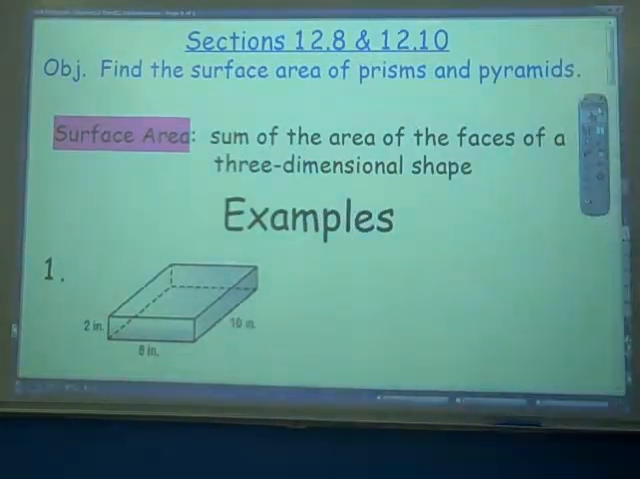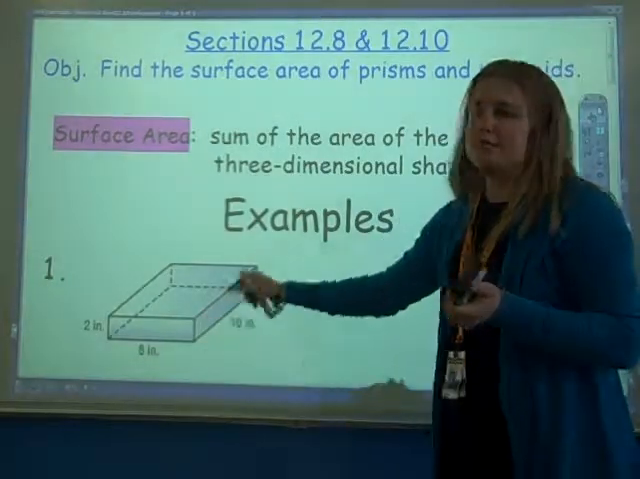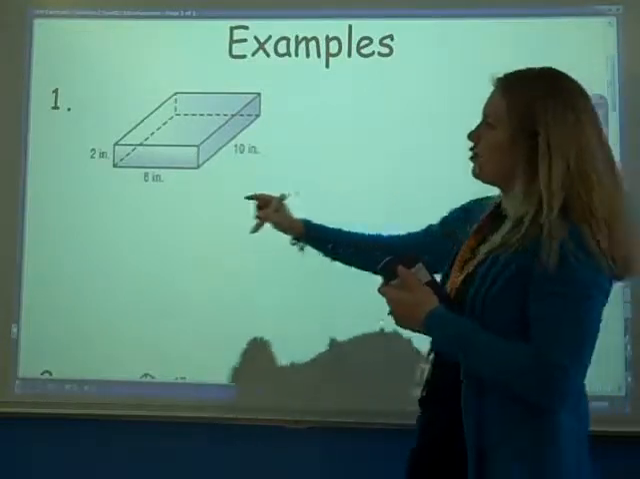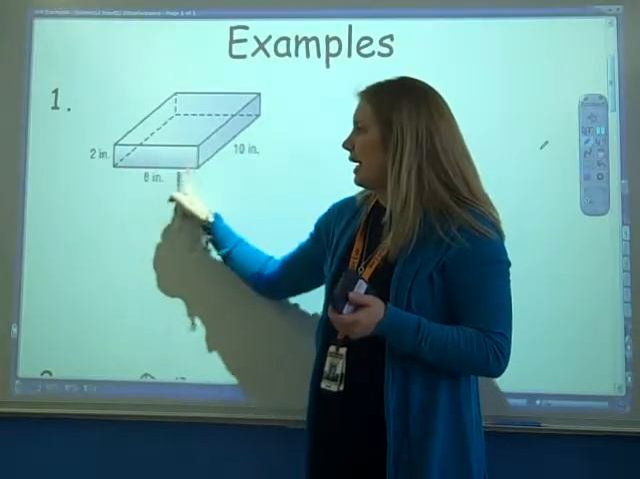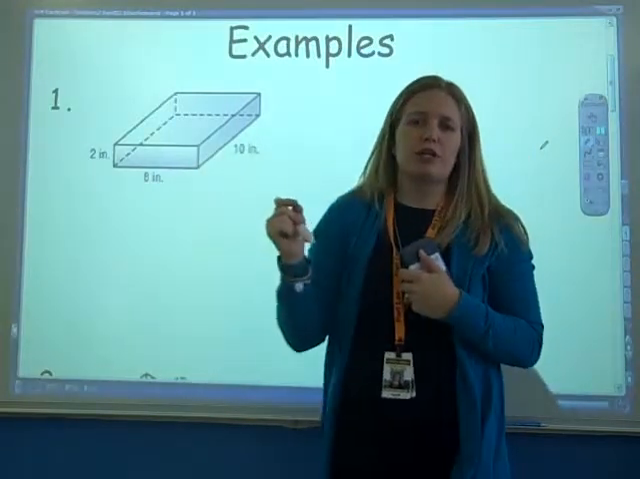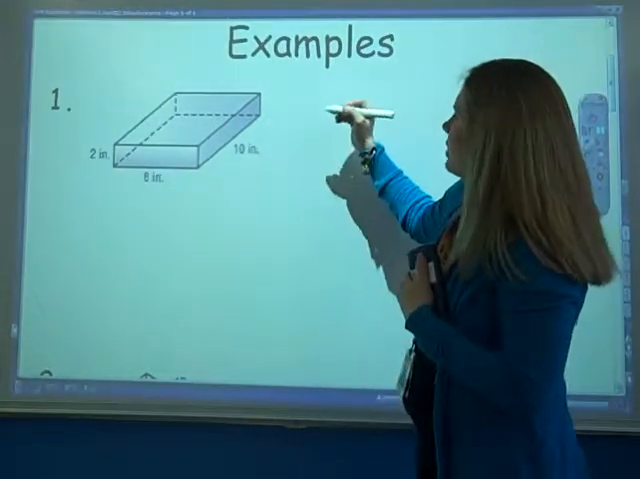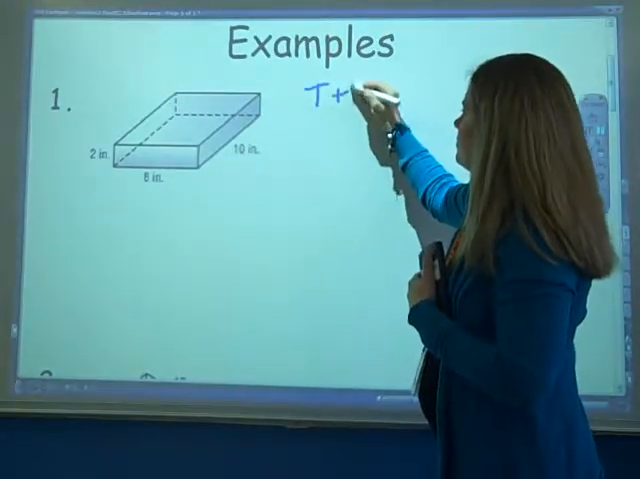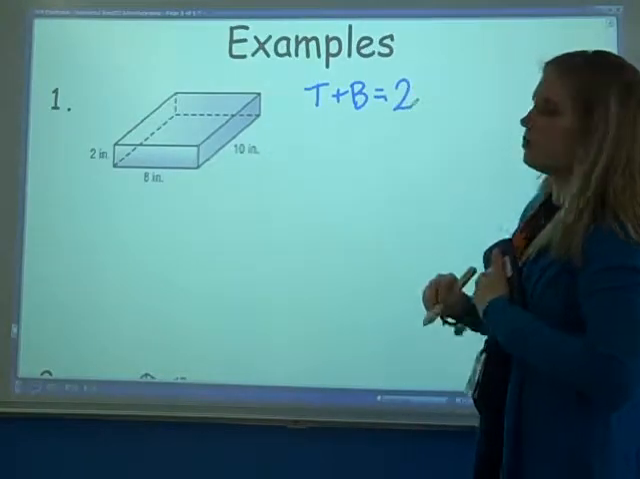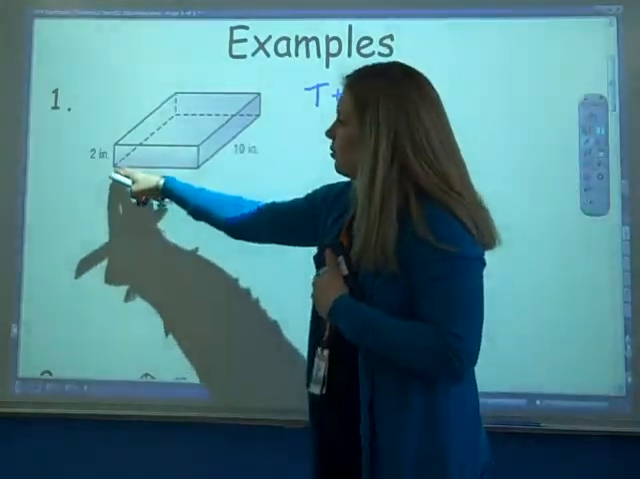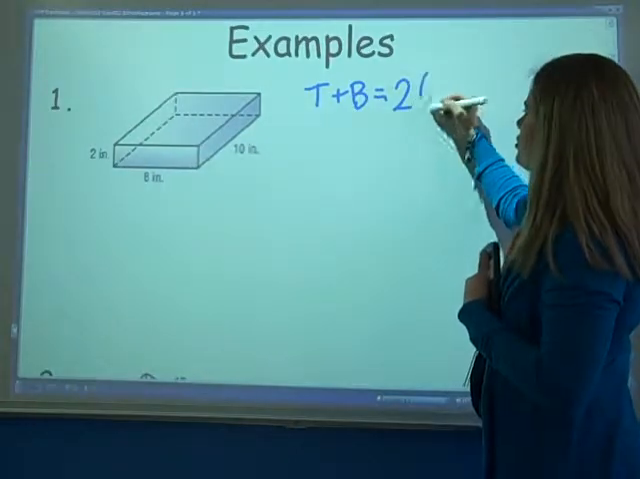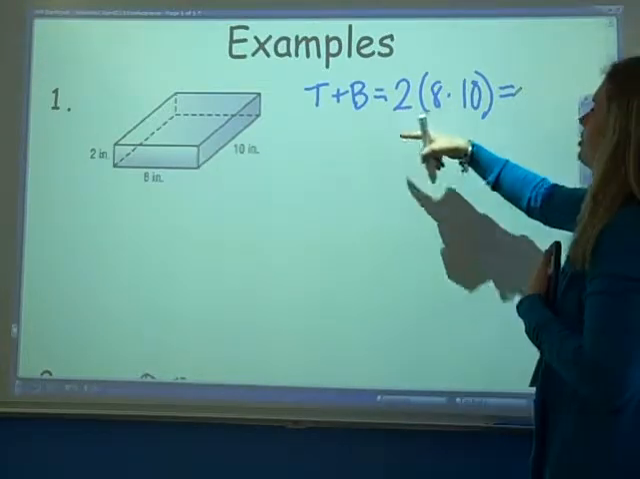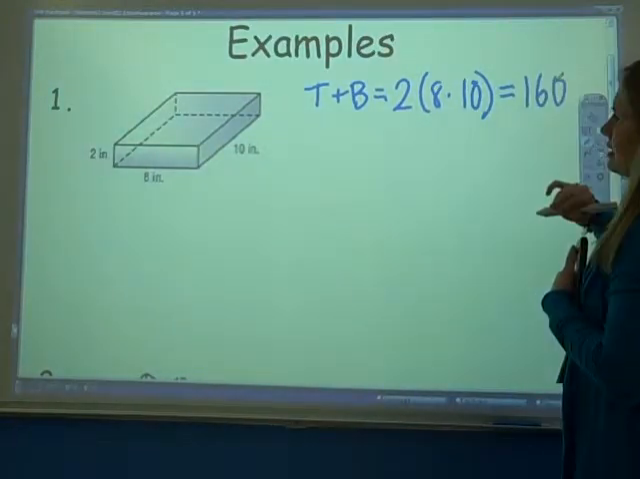Okay, so number 1 is a rectangular prism. Try and draw it, please. The numbers, if you can't see them, this is 2 by 8 by 10. To keep it organized, we have the bottom and the top. We're going to do those first. We have 2 of them, so I'm going to put a 2 there. Times, and they are both rectangles, 8 by 10. So it's 2 times 8 times 10. 80 times 2 would be 160.